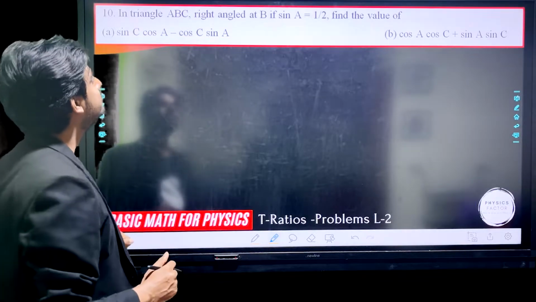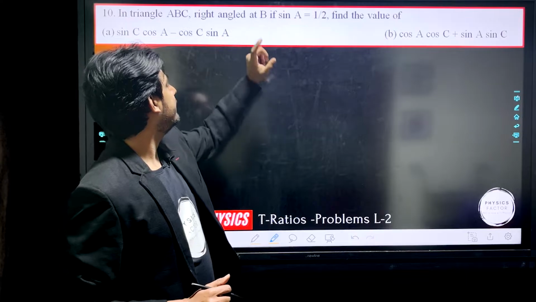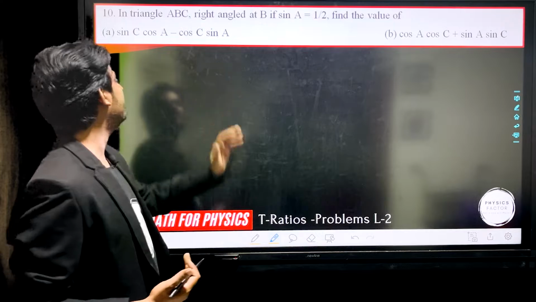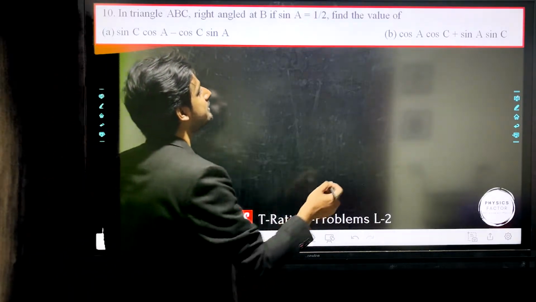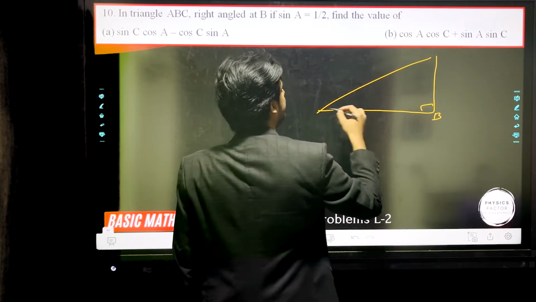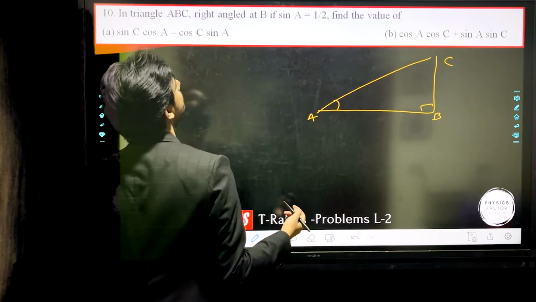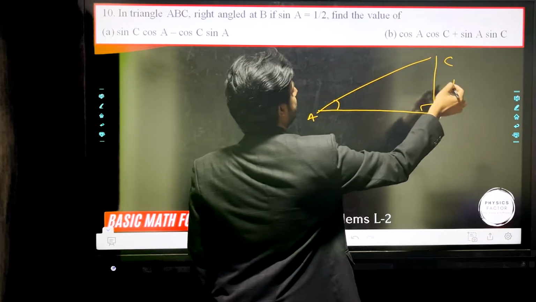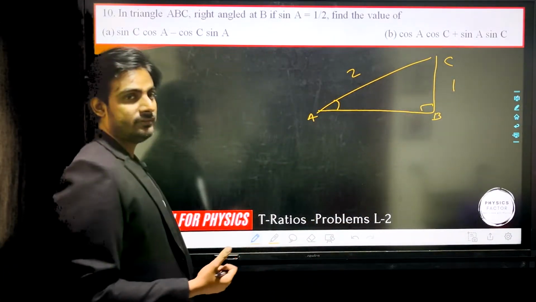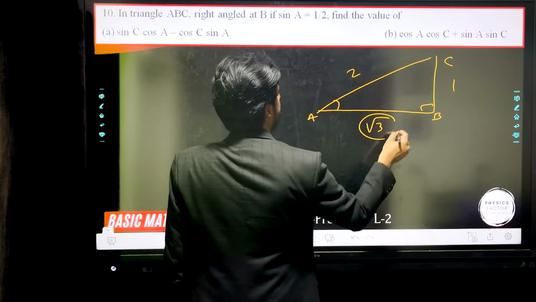Okay. Question number 10. Right angle triangle given to you, right angle at B, and sin A value is given to you. Similar question, similar as previous question. Little big expression, that's the only difference. So we'll draw the right angle triangle first. Right angle at B and A and C, and the sin A value is given to you 1 upon 2. So I will consider 1 upon 2. See, I am writing 1 and 2. That does not imply the side is 1 and 2. It's just the ratio. So it will work. So by Pythagoras theorem, this will come root 3.